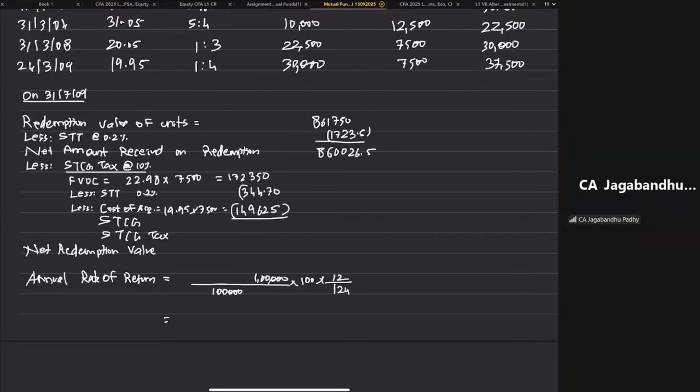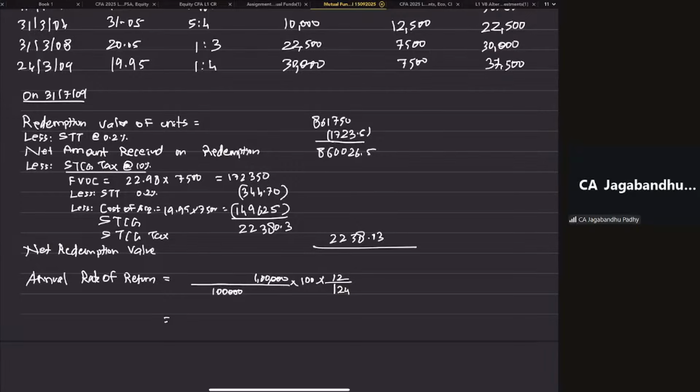1,49,625. So after subtracting these things, what is the STCG left? 172,350 minus 344.7 minus 149,625 is 22,380.3, and the tax is 2238.03. So after subtracting this, what's the net redemption value?